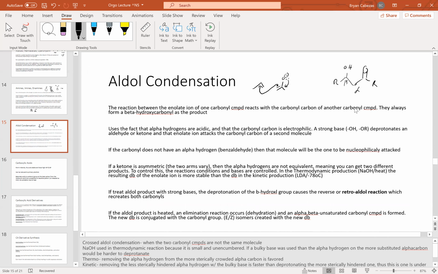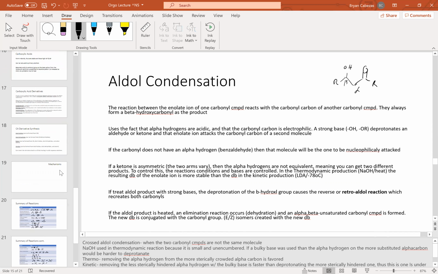We're going to go into depth a little bit later on. So you just have to remember that the alpha hydrogens are acidic, and then the enolate ion can form, and the enolate ion is going to attack the carbonyl carbon as it is electrophilic. After that, we're going to be talking about the kinetic and the thermodynamic products. And then, okay, so let's go over it.